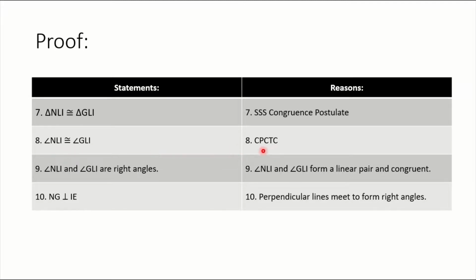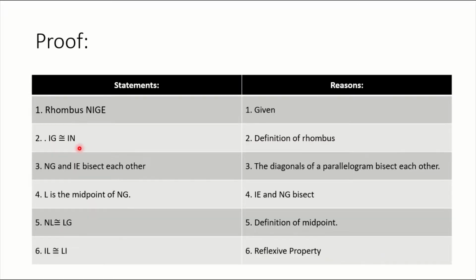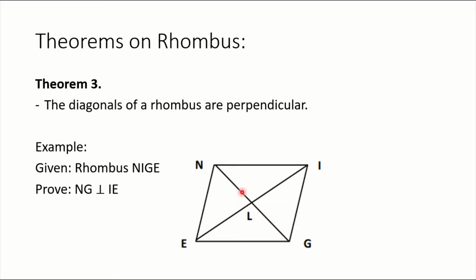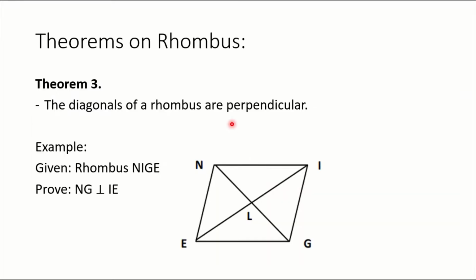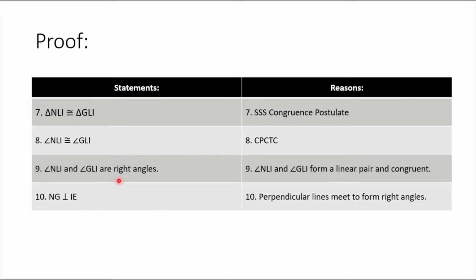By CPCTC, corresponding parts of congruent triangles are congruent. So, NLI and GLI, the angle here, angle L, itong gitna na ito, congruent daw siya dito, no? Next, NLI and GLI are right angles, no? So, sabi ko nga kanina, perpendicular lines are lines that meet and form 90 degrees. So, they are right angles.